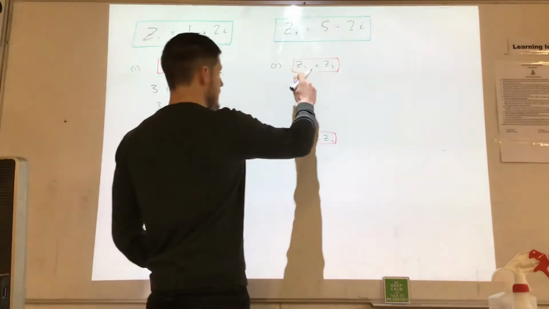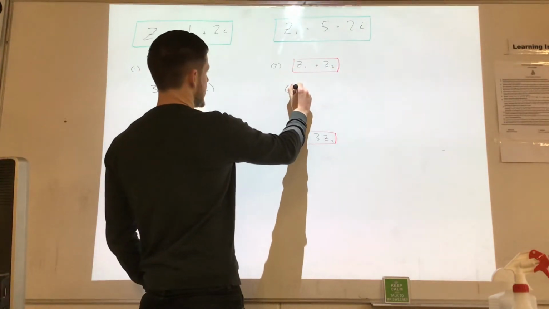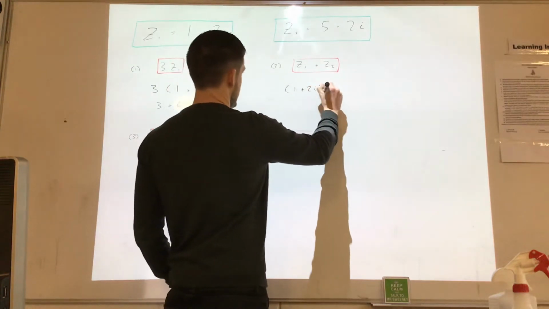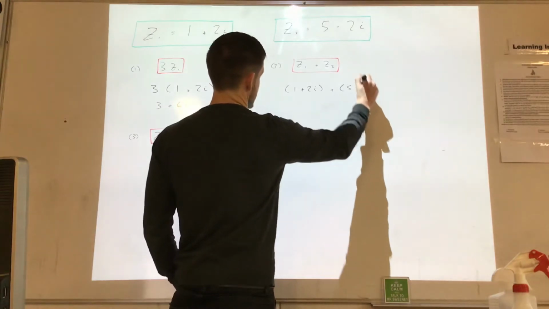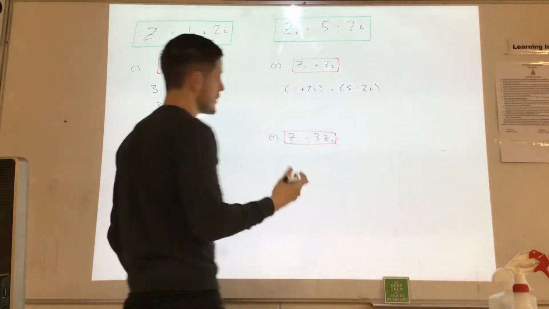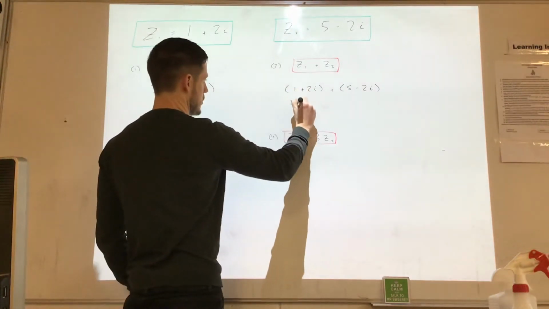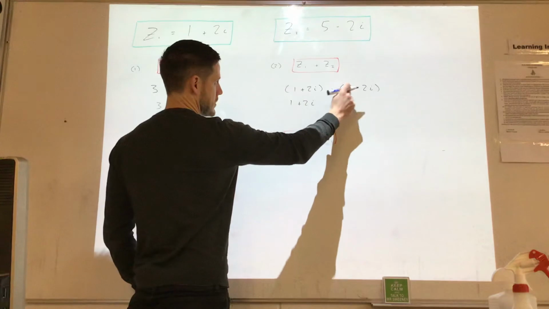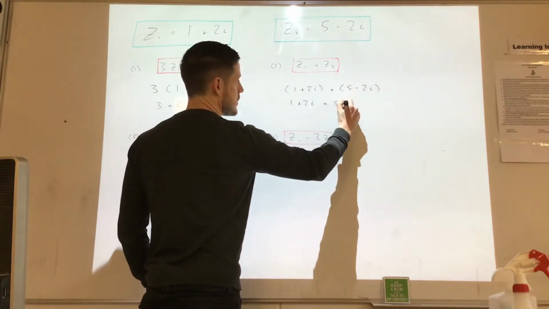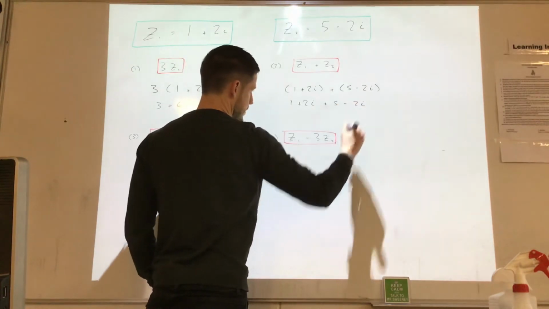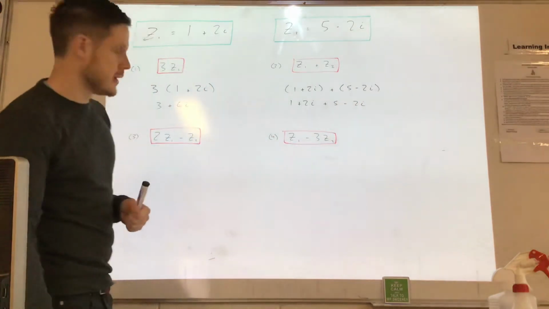The second one says z1 plus z2. Again, very, very easy, but I'm going to put it in brackets just to be sure. So z1 is 1 plus 2i plus z2, which is 5 minus 2i. Then, like yesterday, I can get rid of my brackets. There's nothing multiplying this, so this is just going to be 1 plus 2i. This is a plus and this is a positive, so it's going to be plus 5. This is a plus and this is a negative, so it's going to be minus 2i. Just be careful there. Remember our sign rules: a plus and a minus gives me a minus.